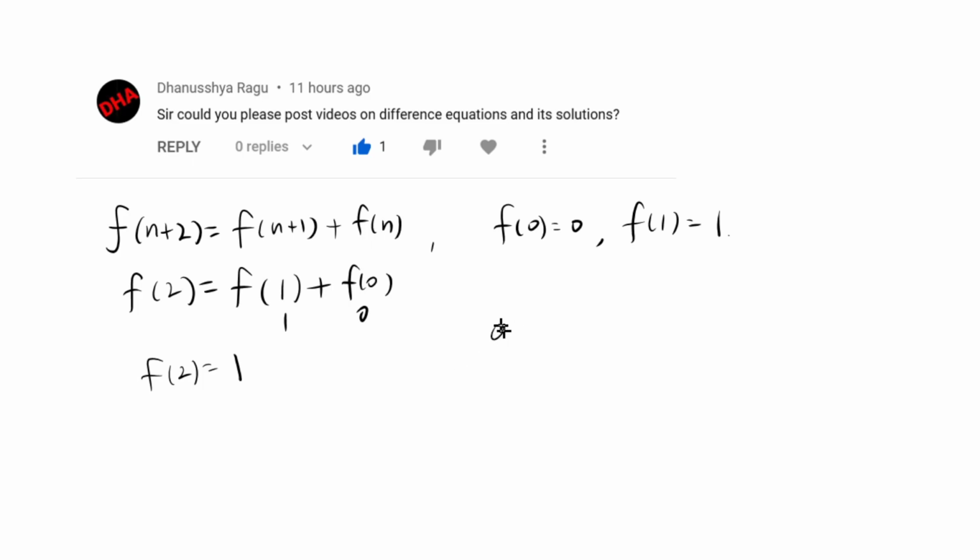And here's how it goes. You have 0 and 1, and then 0 plus 1 gives you 1. And f of 3 would be 1 plus 1, which is 2. 1 plus 2 would be f of 4. f of 4 is 3. 2 plus 3 is 5. So that's f of 5. 0, 1, 2, 3, 4, 5. Yeah, that's f of 5.